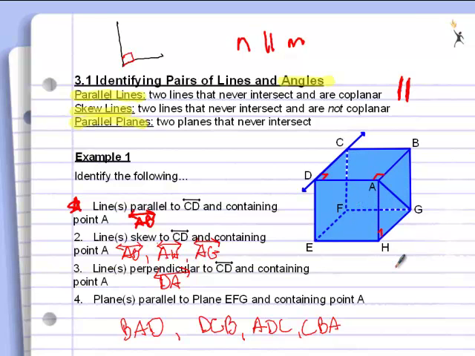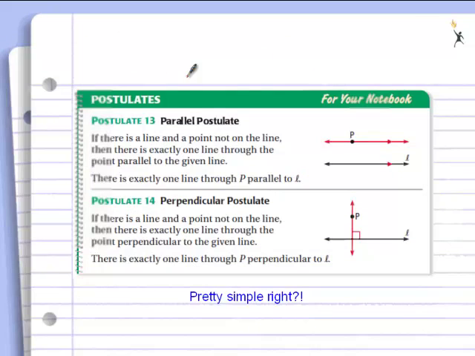You can also see this exact image on page 147 of your book. Let's keep going in our notes. We're given a couple different postulates. Remember, we deal with definitions, theorems, postulates, corollaries. These 2 are parallel and perpendicular postulates.